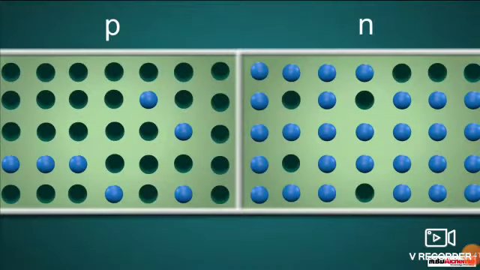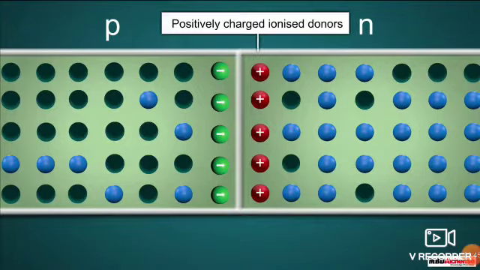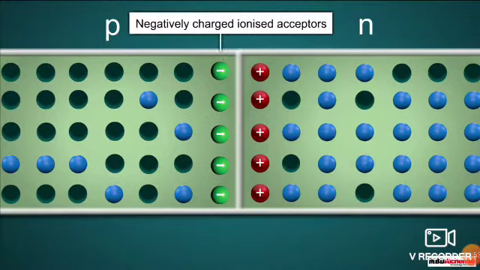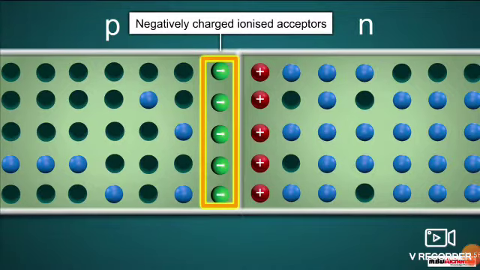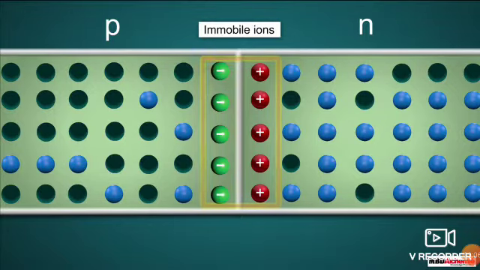This is how electrons continue to diffuse from n to p, forming a layer of positively charged ionized donors, or positive space charge region, on the n side of the junction and a layer of negatively charged ionized acceptors, or negative space charge region, on the p side of the junction. The layer of positive and negative ions so formed is immobile.